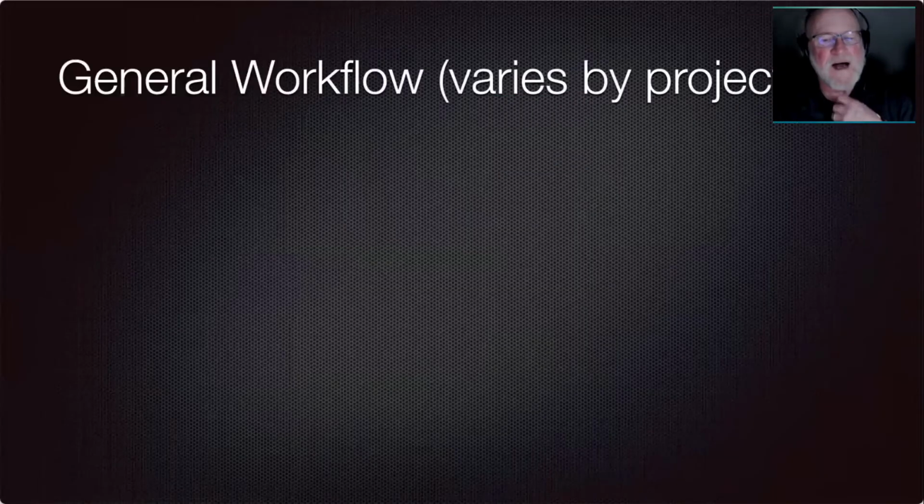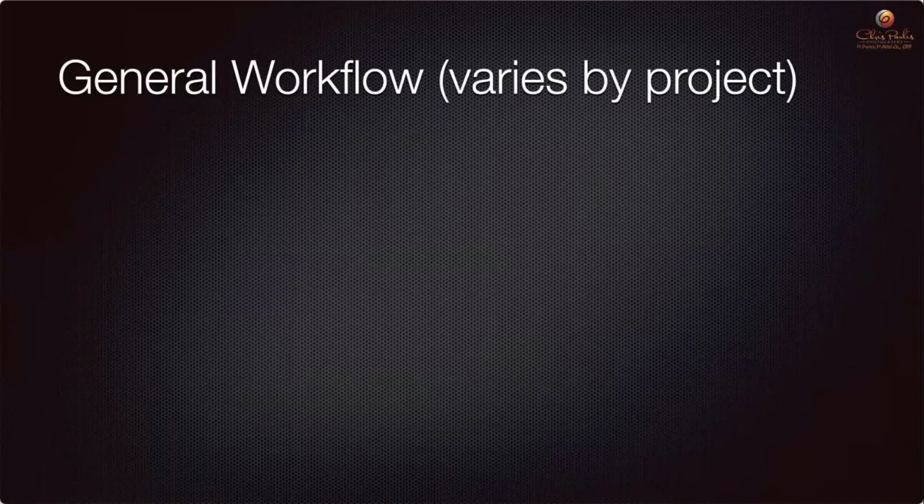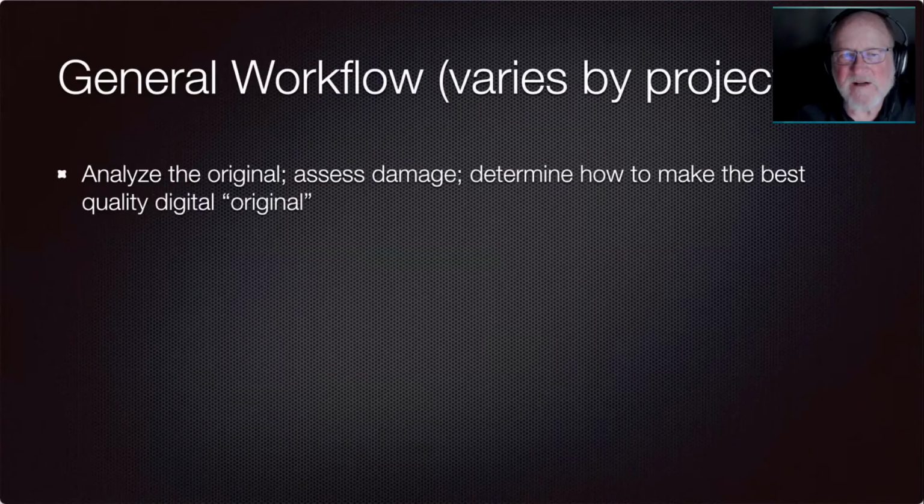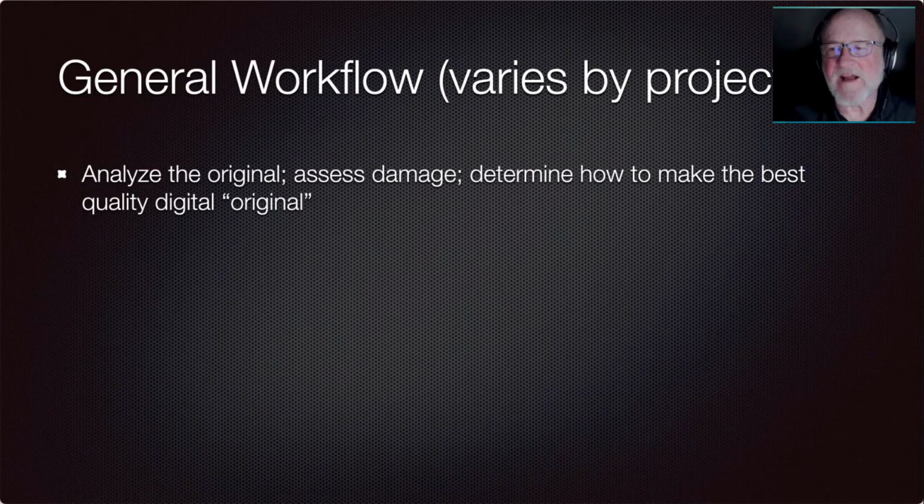So let's move into a general workflow. I want to overview how the process goes start to finish roughly. You've heard a little of this already. We'll just have two slides in that, just to give you a feel for some of what goes on. Then it's going to be all visual from that point on. First thing you've heard me say: analyze the original. Assess damage, determine how to make the best quality digital original. Sometimes that's laying it on a consumer-grade flatbed scanner and scanning it. Sometimes it's putting it on a flat surface with my camera on a camera stand above it, photographing it. And you heard the third option.